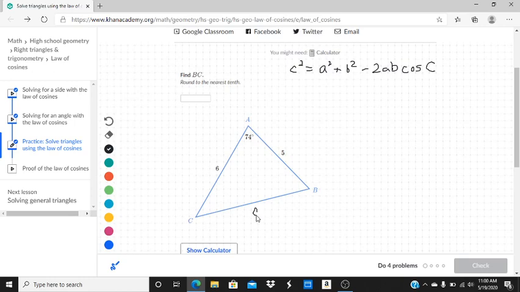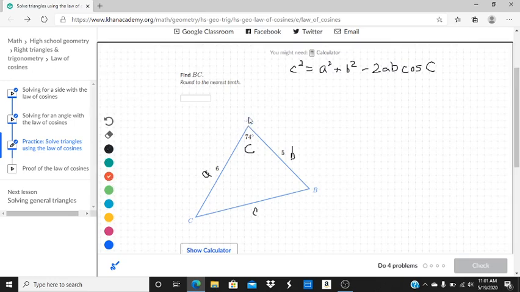We call that C. We can call the other sides A and B. This is our angle C, even though it's labeled A. Basically, the angle C is the angle opposite the unknown side.